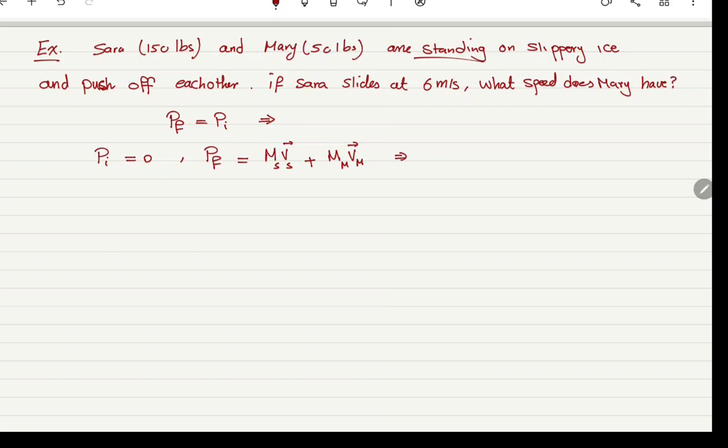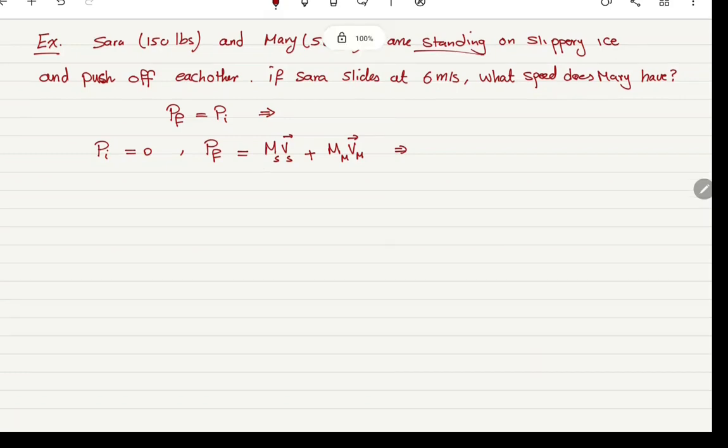Or in other words, the momentum of Sarah has to be the same as the momentum of Mary. But remember, we are not comparing mass with mass and velocity with velocity. We are comparing momentum with momentum. So the momentum for Sarah should be the same as the momentum for Mary. But the mass of Sarah is 3 times the mass of Mary. So in this case, the momentum is constant for both girls.